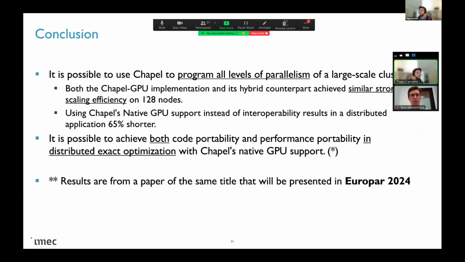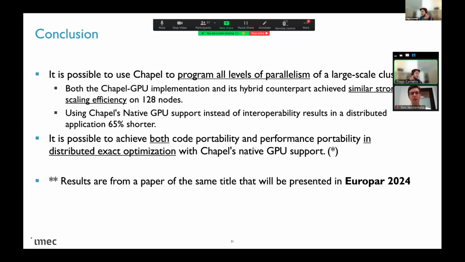And just conclusions, we could say that it's possible to use Chapel to program all levels of parallelism of a large-scale cluster, in the context of our application, of course. On both systems, our Chapel-based application could reach similar strong scaling efficiency compared to its hybrid counterpart, okay? And also, by using Chapel native GPU support, replacing all that interoperability code makes the full application 65% shorter, much shorter. But this is the case where we can keep only one application, only Chapel.